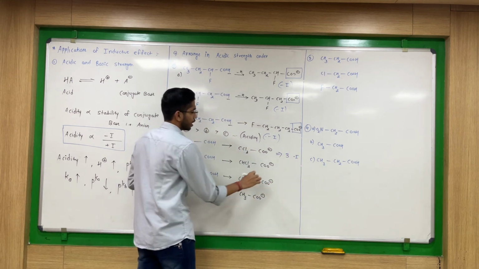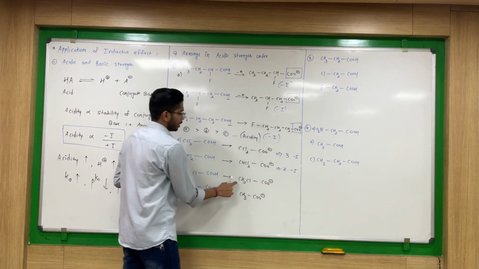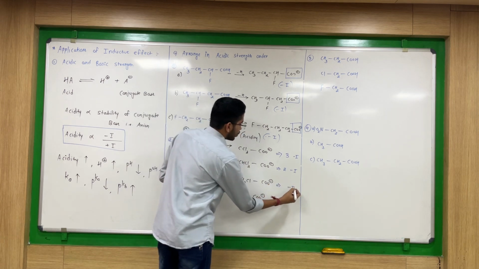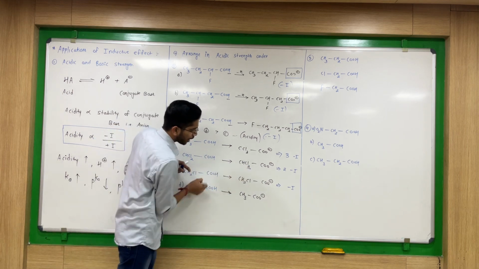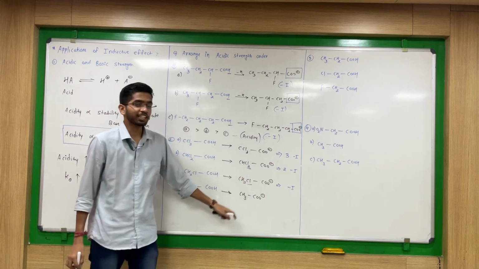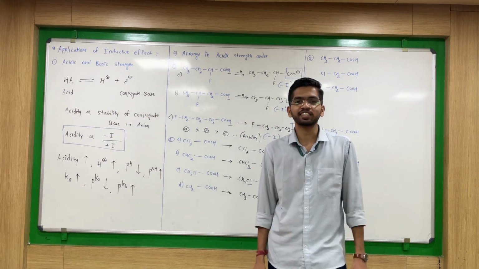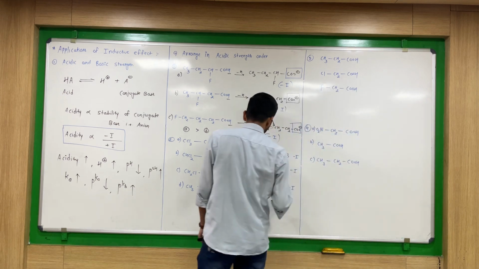In the second one, I have 2 minus inductive effect. In the third one, I have 1 minus inductive effect. Why am I saying I have 2 minus inductive effect? 2 chlorine are there, right? 2 chlorine I have here. Here I have 1 chlorine. And here CH3. In which category does the CH3 group come? Plus inductive effect or minus inductive effect? Plus inductive effect, right? So here I have plus inductive effect.